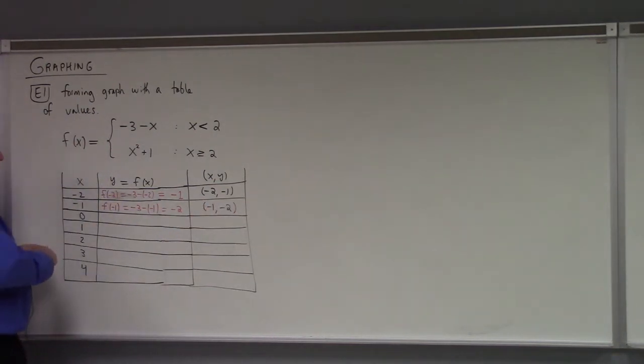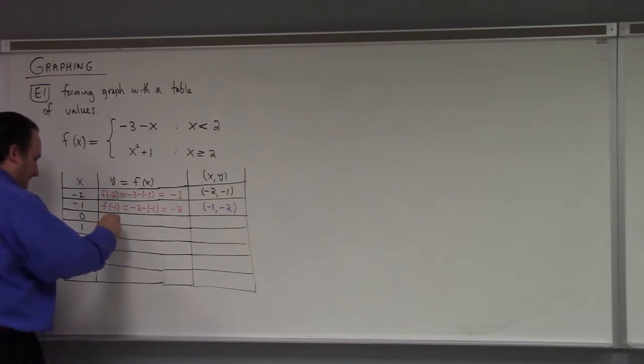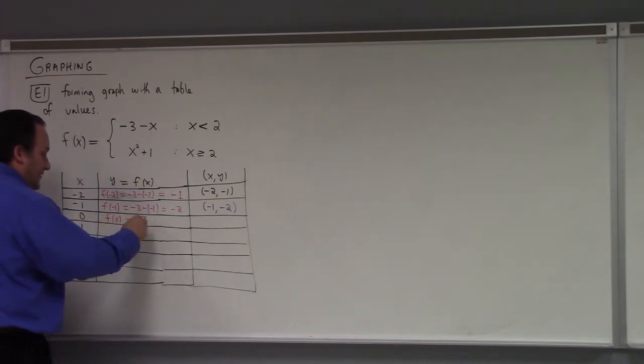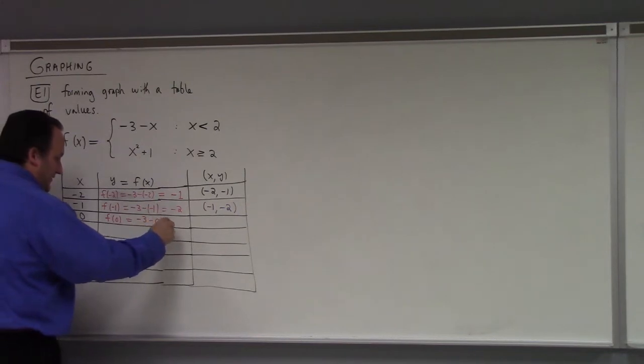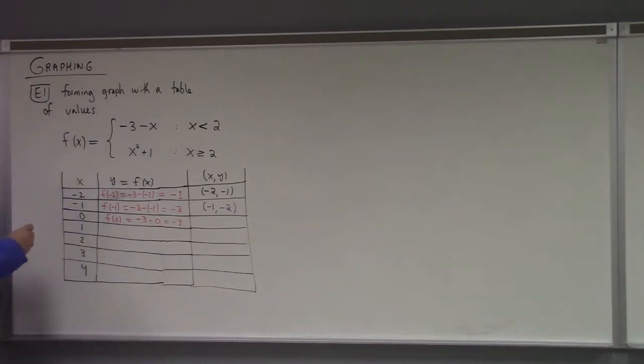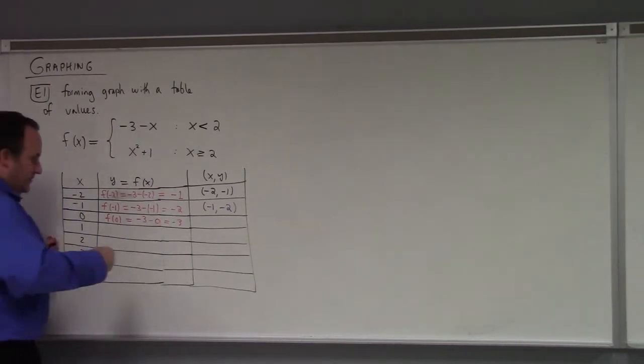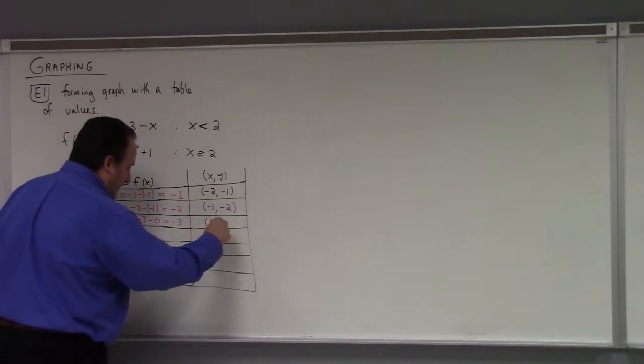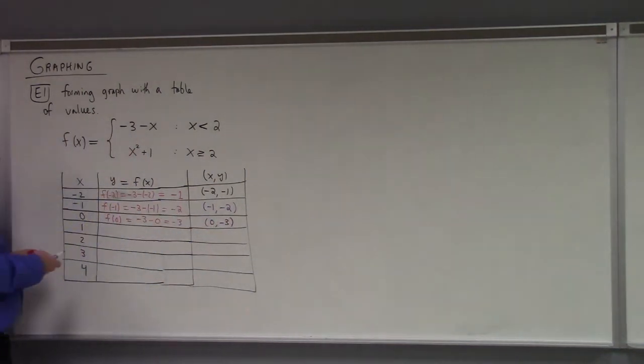Now f of 0, what's f of 0 equal to? -3 minus 0, right? So it's -3. What point on the graph do I get? I get the point 0, comma -3. Recognize that's the y-intercept of the graph, right? That's where it crosses the y-axis when x is equal to 0.